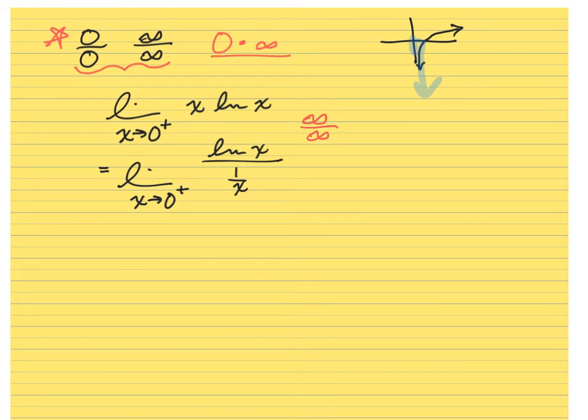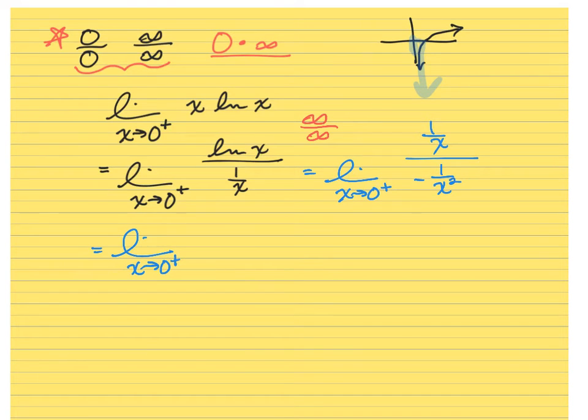And so we can now just apply L'Hopital's rule and take the derivative of the top. Derivative of ln of x is 1 over x. Derivative of 1 over x is negative 1 over x squared. Do a little bit of algebra here. Invert that bottom one.